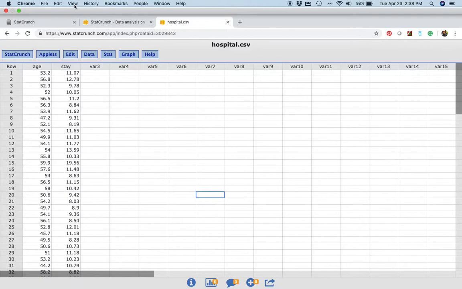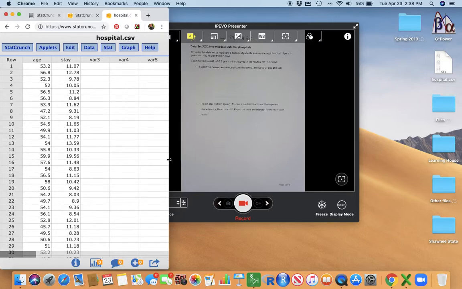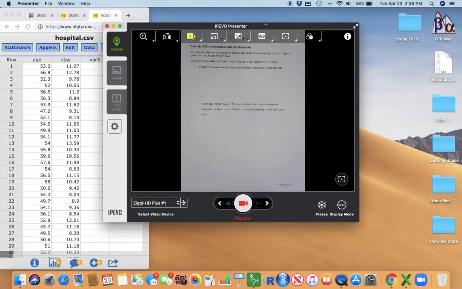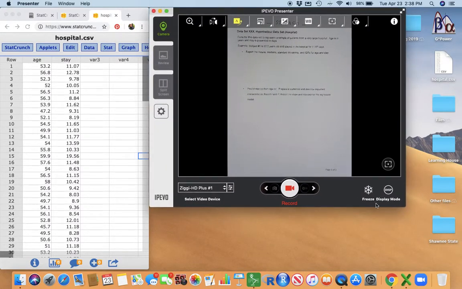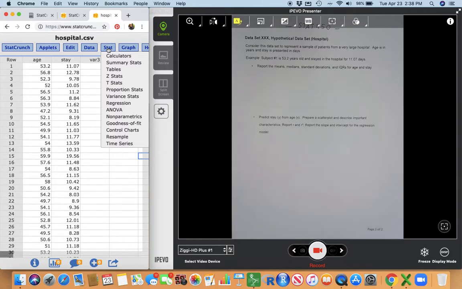So let me get out of full screen and get this where I can do kind of a dual screen deal. All right. So the first is report the mean, median, standard deviation, and IQRs for age and stay. So guys, you should know by now that you go, by the way, I'm going to go ahead and apologize. I'm fighting some allergies, so I may be coughing, hopefully not too much.